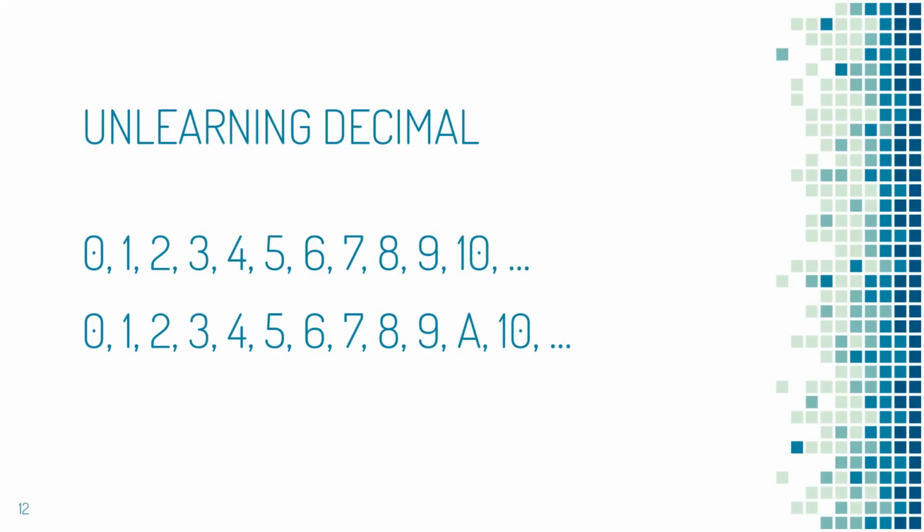Let's do another thought experiment. What would happen if we invented a new digit? Let's add a new digit between 9 and 10 using the letter A. Well, the numbers get shifted now. A represents 10, which means that 10 actually represents 11. And if that's confusing, just count out the numbers on the bottom row. 0, 1, 2, 3, 4, 5, 6, 7, 8, 9, 10, 11.